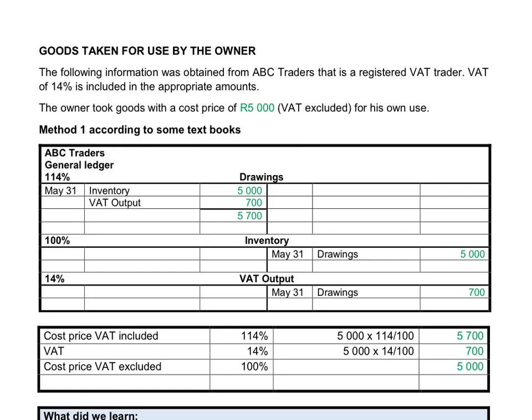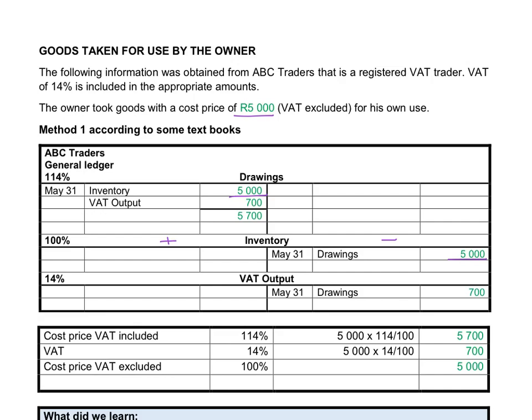Good morning. We will pay attention to goods taken for use by the owner. The owner took goods with a cost price of 5,000, VAT excluded, for his own use. If the owner takes goods for himself, he always takes it at cost price, so the drawings account will be debited to increase the total drawings. Inventory will be credited to decrease the asset for inventory on the credit side.